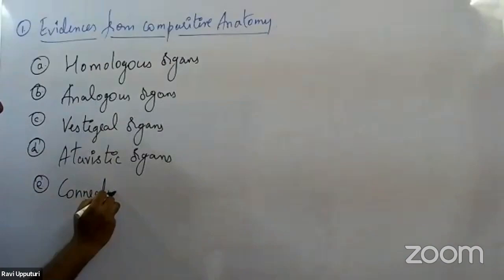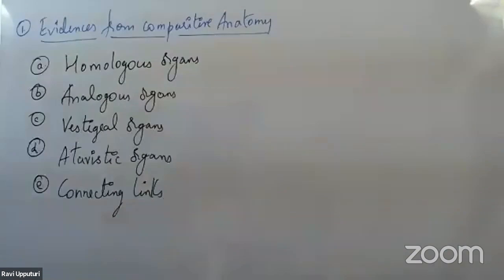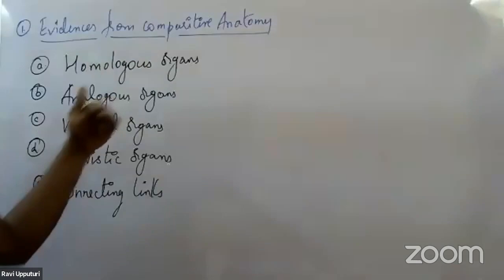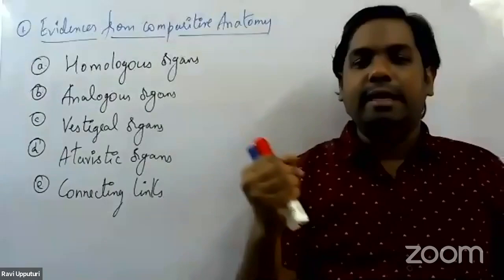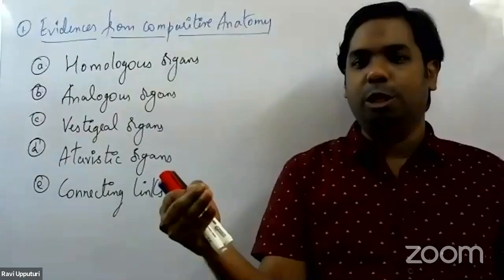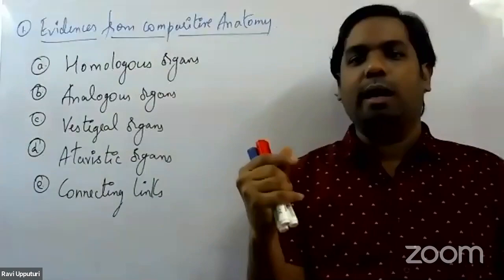So by studying all of these organs, we will be able to get some sort of proofs with regard to the process called evolution. As I already said, the process of evolution is a very, very slow process. And as scientists say, humans are not able to identify even a single change with regard to evolution, because the lifespan of humans is very small, and for a single change to occur, it takes several years.